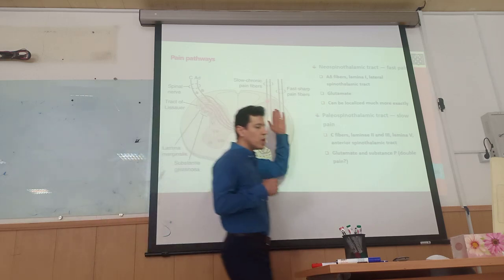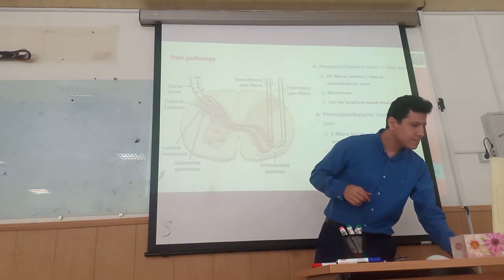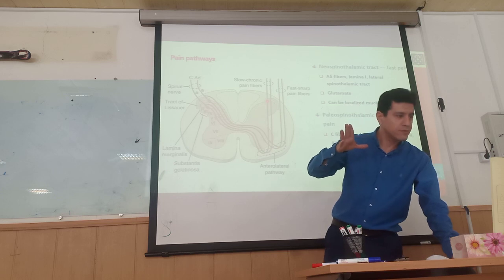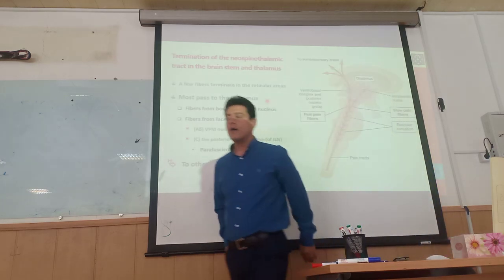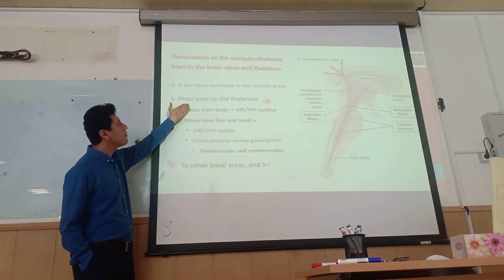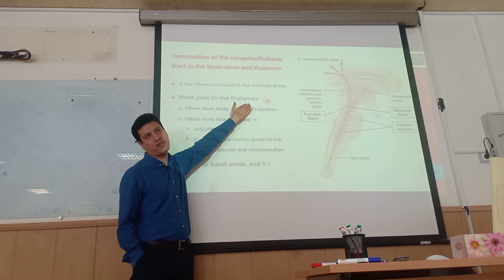So they go upward, non-stop, they reach the thalamus, right? Okay, but for pain, in the new spinothalamic tract, most of the fibers reach the thalamus, but a few of them go to the reticular formation, I told you, right? So most of the fibers in the new spinothalamic tract go to the thalamus.